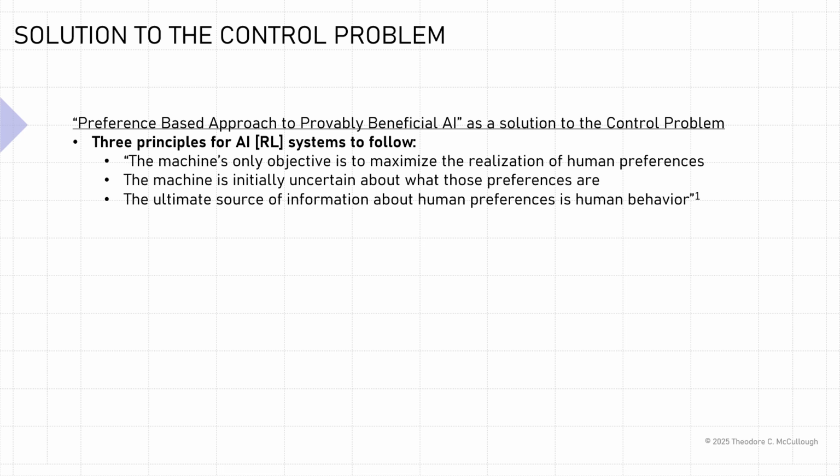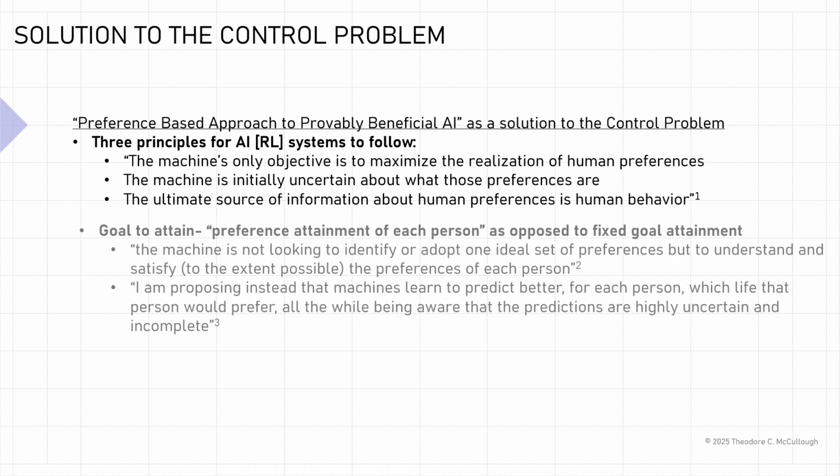Russell's solution to the control problem is a preference-based approach to provably beneficial AI. This solution has three principles for AI, in particular reinforcement learning, to follow. The first is that the machine's only objective is to maximize the realization of human preferences. Second, the machine is initially uncertain about what those preferences are. And third, the ultimate source of information about human preferences is human behavior.